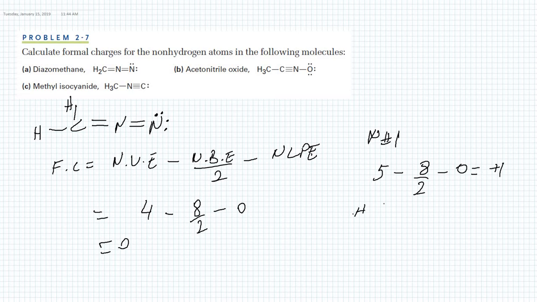For the second nitrogen atom, we have to use the same formula. 5A, it means 5 valence electrons, minus, this nitrogen has 2, 4. It has a double bond and it has 4 bonding electrons divided by 2, minus, here this nitrogen has 2 lone pairs, so in total it has 4 electrons, and the result for this nitrogen, 5 minus 2 minus 4, is minus 1. Thanks so much.